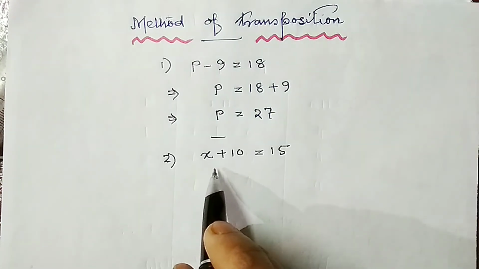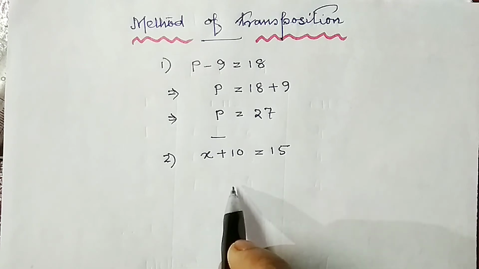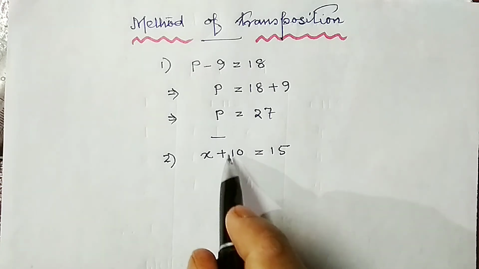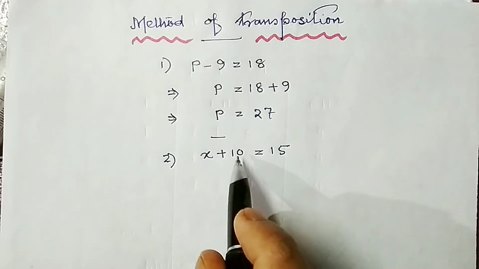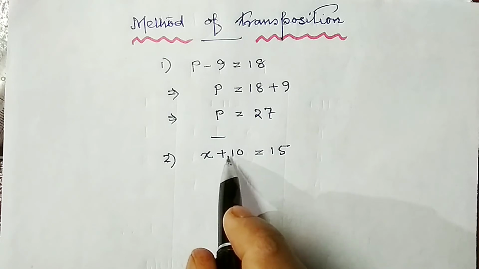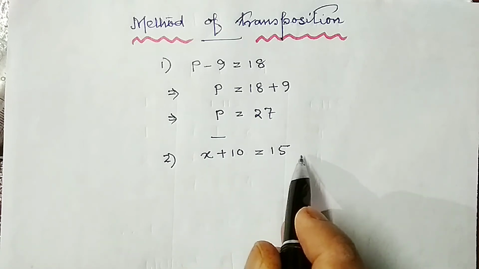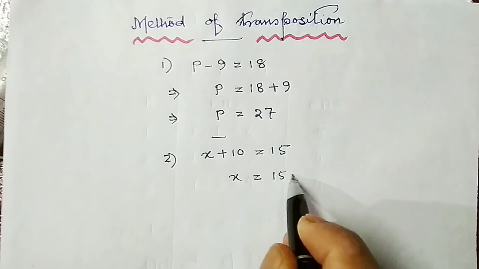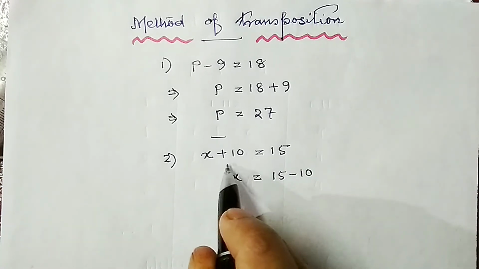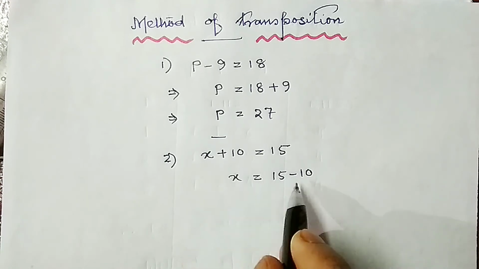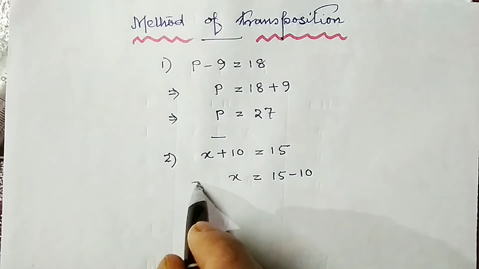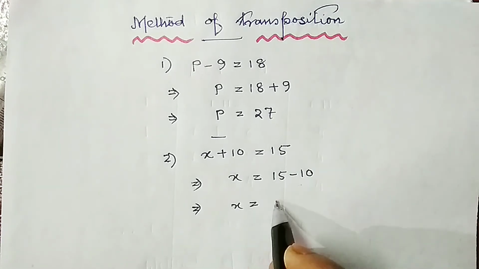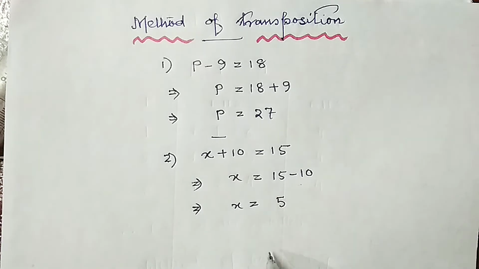Now I have taken another equation, x plus 10 equals 15, and we want to find the value of x. For this, this plus 10 we have to transfer to the other side, and since it is plus 10, once it is transferred to the other side, it will be minus 10. So here x equals 15 minus 10. This plus 10 we have transferred. If it is plus, it will become minus. So x equals 15 minus 10, and 15 minus 10 is 5. So 5 is the solution.